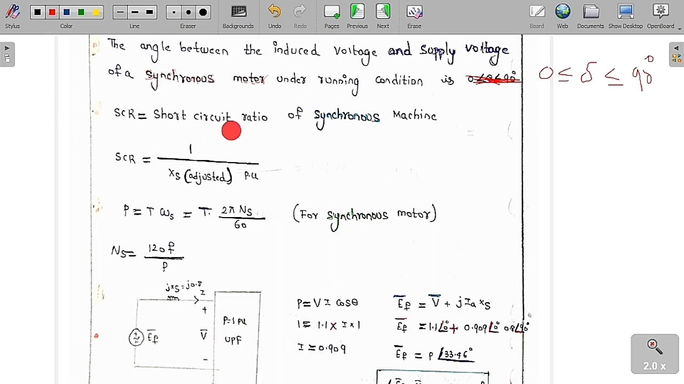SR is called the short circuit ratio of a synchronous machine. SR is nothing but 1 by XS adjusted, in per unit value. So SR is equal to 1 by XS adjusted per unit value. This is a very important point.